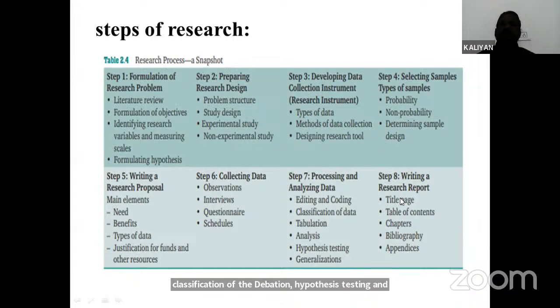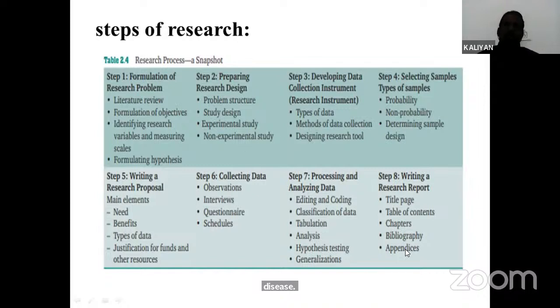Step 8 is writing the research report. There is a template or format for how to write the research report, which should include a title page, table of contents, chapters, bibliography, and appendices. These are the major steps followed while doing research.